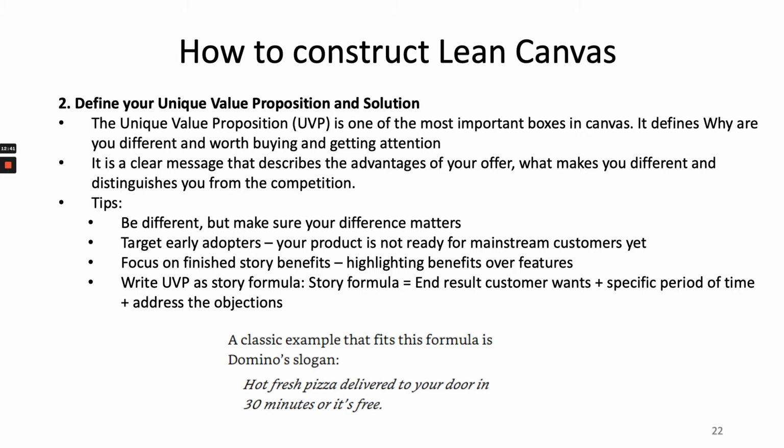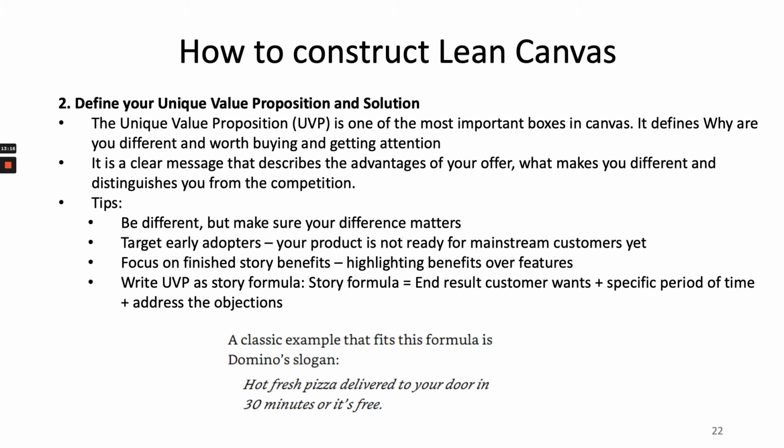Second step is defining your unique value proposition and your solution. Unique value proposition is one of the most important boxes in the Canvas. It defines why you are different and worth buying and getting attention. It is a clear message that describes the advantages of your offer, what makes you different and distinguishable from the competition. Why are you unique? Why are you different from your competition? Why are you better than your competition?